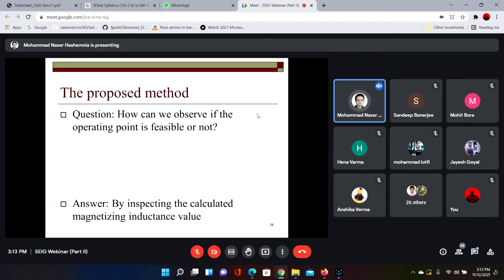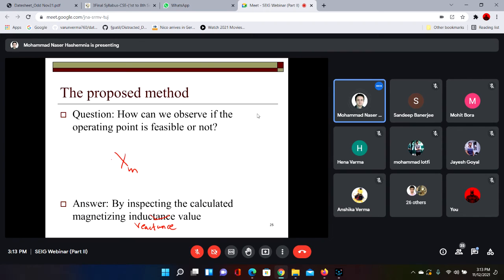Or magnetizing reactance, because we have magnetizing reactance calculated. How? This is a hint. Please explain. We calculate Xm. Then if Xm is negative, then the point is not feasible. If Xm is higher than Xm max, then the point is also not feasible. Xm should be between these two values, Xm between 0 and Xm max.